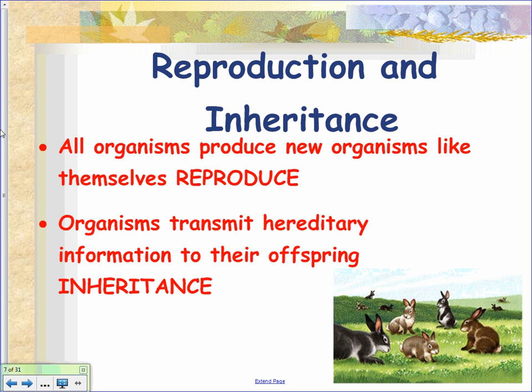Moving on to reproduction and inheritance. All organisms produce new organisms, and those organisms are very much like themselves, and this is what we call reproduction. Now, along with reproduction, organisms will be able to transmit hereditary information to their offspring, and that's where the idea of inheritance comes in.